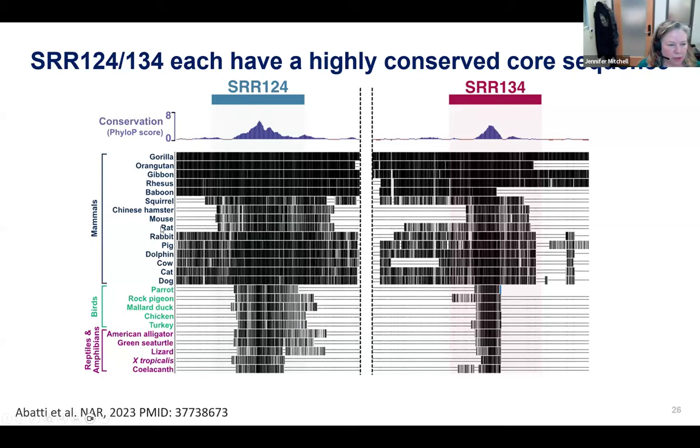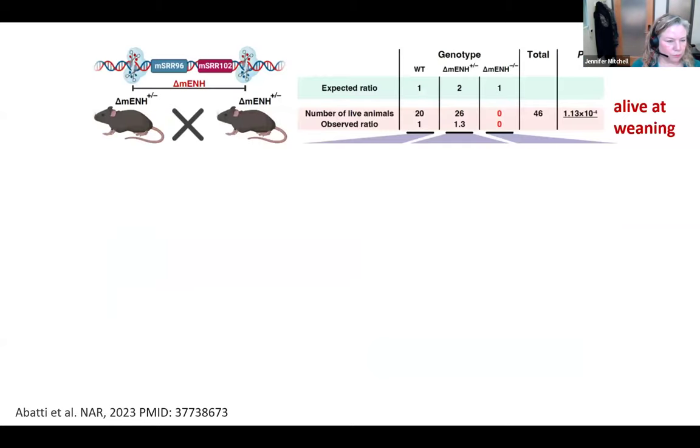And that then allowed us to use a mouse system to look at what these enhancers might be doing outside of a cancer context. And so we created a similar deletion in the mouse genome.